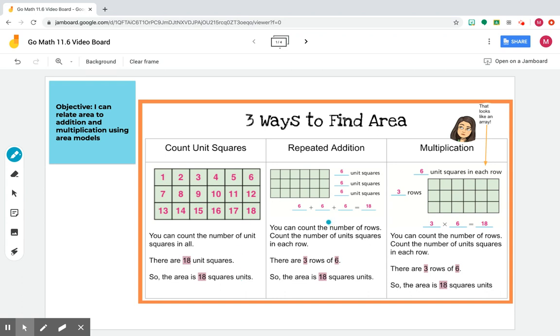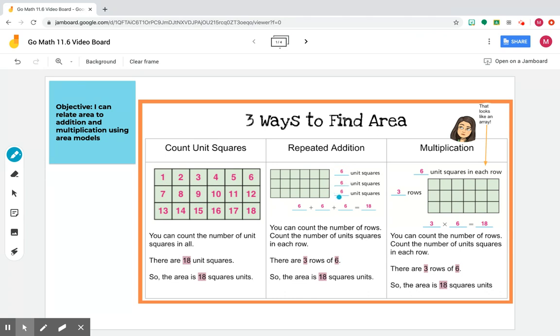The next way is by adding the number of squares in each row. So in this rectangle, each row has 6 squares: 1, 2, 3, 4, 5, 6. The next row has 1, 2, 3, 4, 5, 6. And the next row has 1, 2, 3, 4, 5, 6.